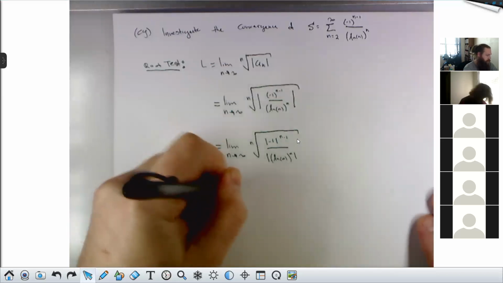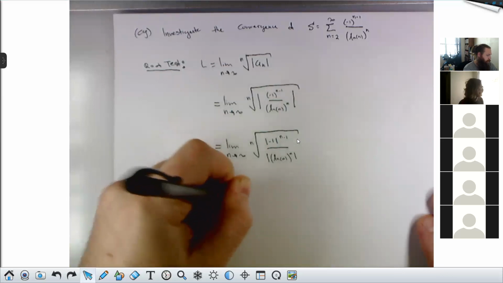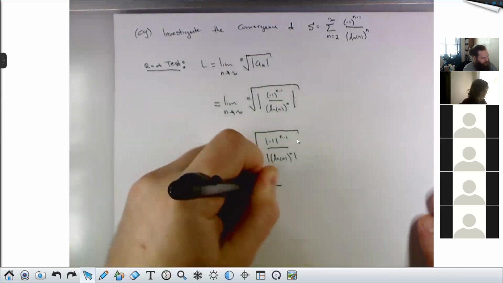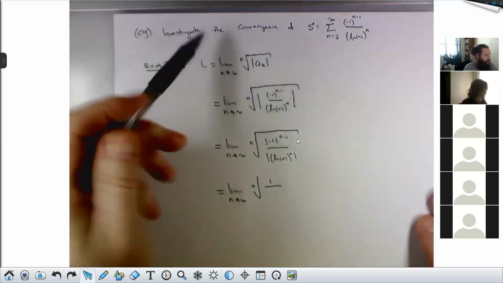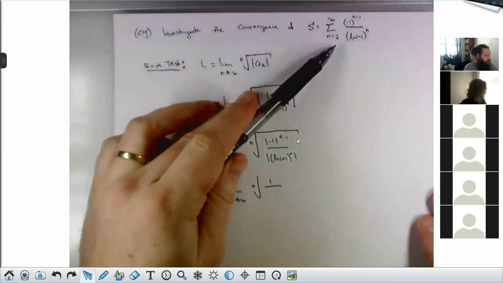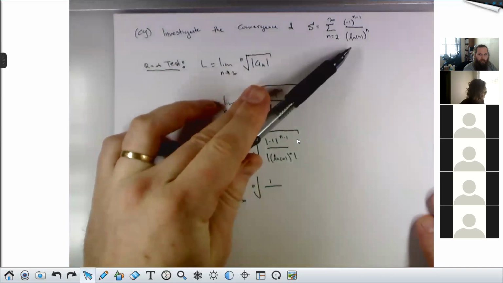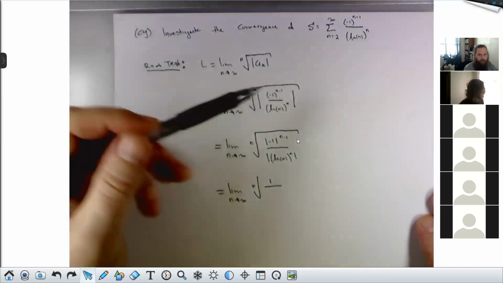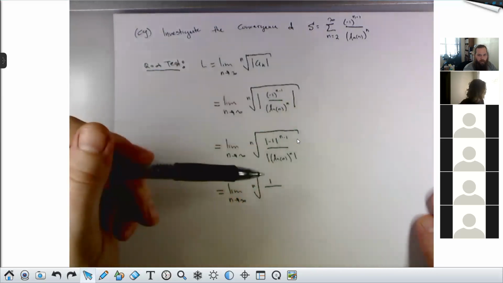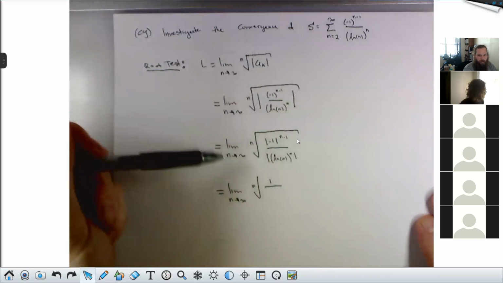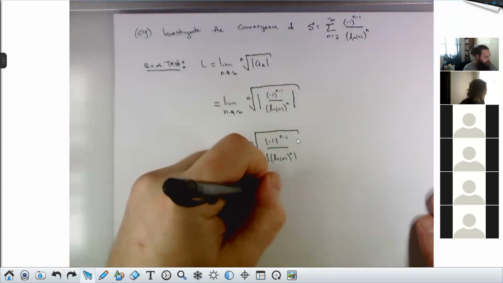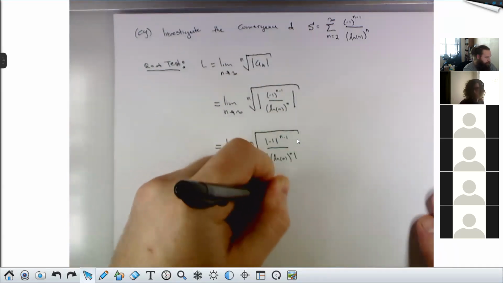So this is the limit as n goes to infinity of the nth root of 1 over. If you feed the natural log something between 0 and 1, it'll spit out a negative. But if you feed the natural log something bigger than 1, it's always positive. Here, n is going to infinity. So this natural log is also positive, which means the absolute values downstairs can go away.